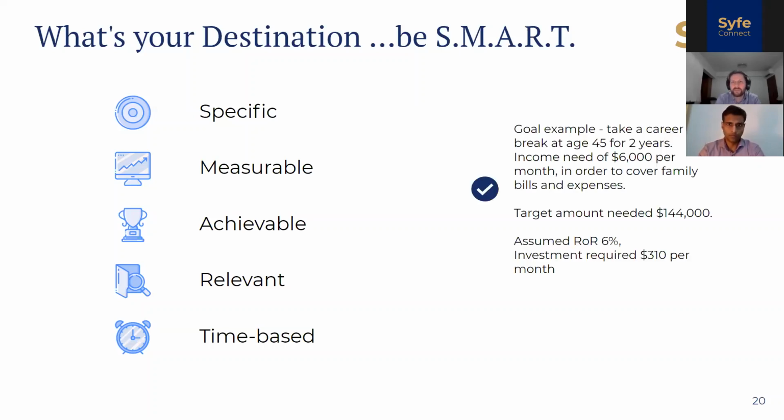So just to give you an example of what a SMART goal would look like, a particular example may be for you as an investor to take a career break at age 45. Take a career break that lasts for 2 years. You've gone to the trouble of quantifying how much income you would need over that period of 2 years. And for your particular family, to cover your family bills, expenses, etc., you have calculated or quantified you need roughly $6,000 per month.